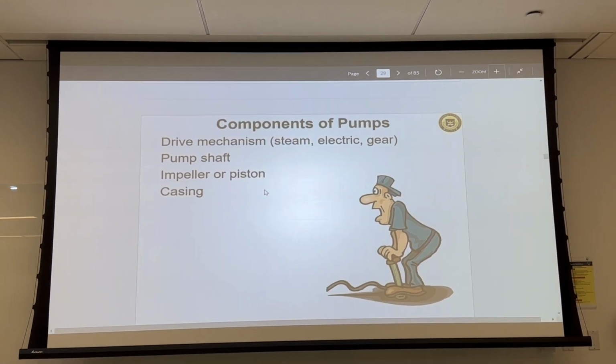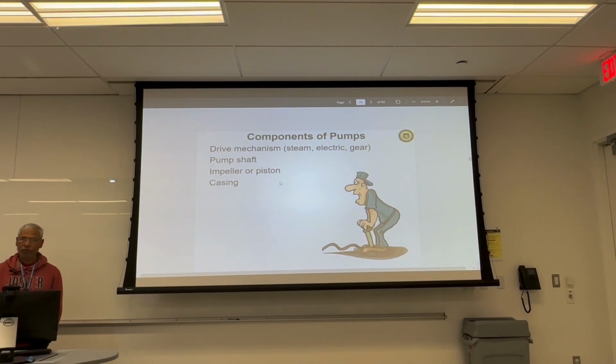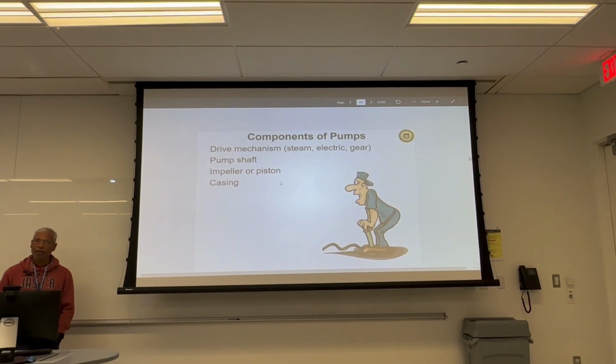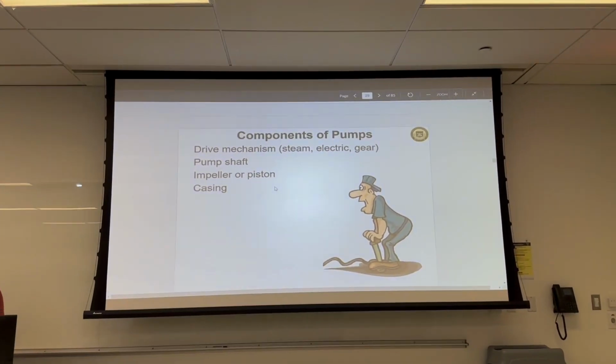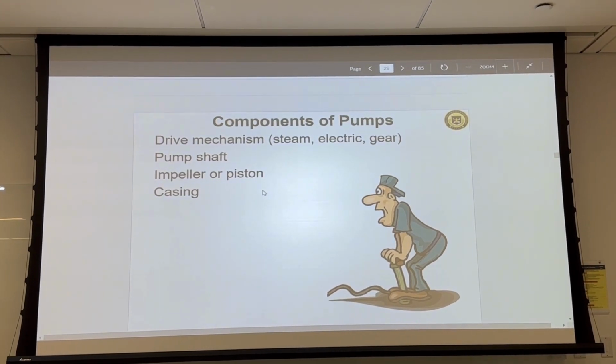That means it has to be connected through a shaft to this driving mechanism. An impeller or piston, these are the elements that move the fluid, that create a suction and draw the fluid into the pump. And then as it's running at a certain RPM or speed, it develops enough momentum to push the fluid further. And then it has to be all enclosed in a casing. So you would have to have a casing attached to it.